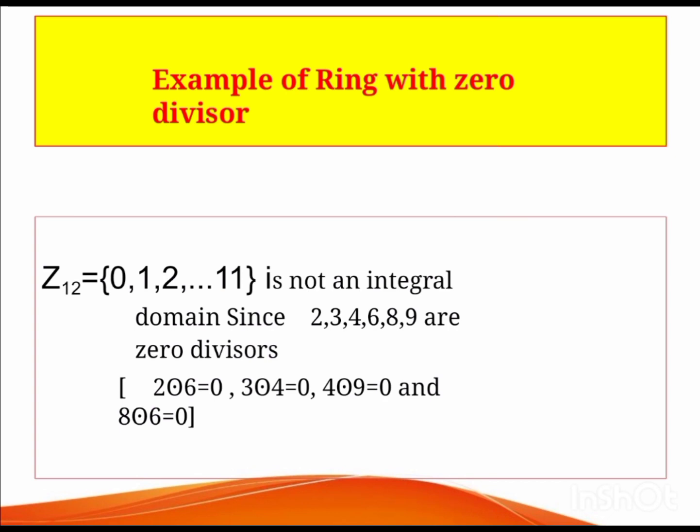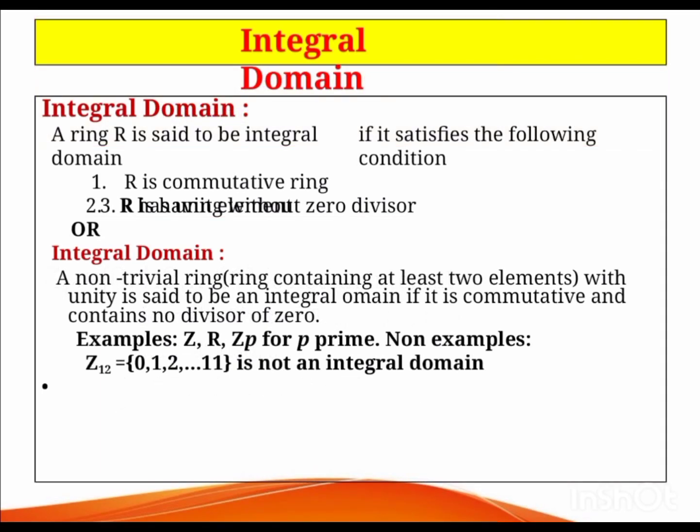Next, a ring without zero divisors. A ring R is said to be a ring without zero divisors if AB equal to 0 implies either A equal to 0 or B equal to 0. These are all the properties of a ring. Next, the definition of integral domain.